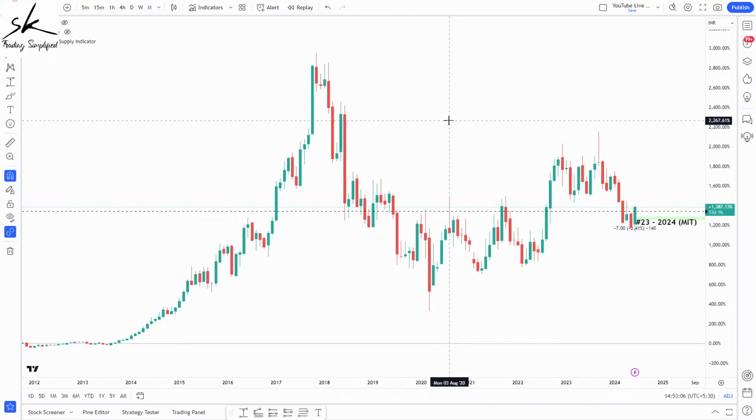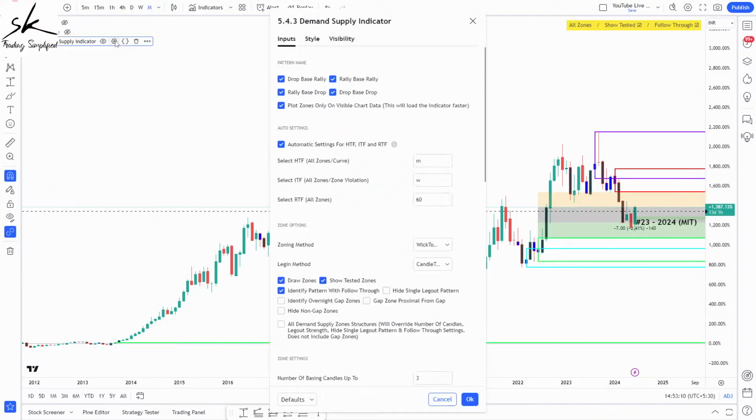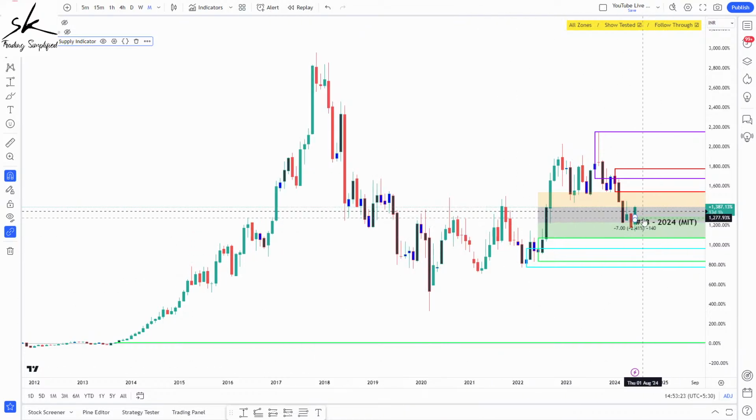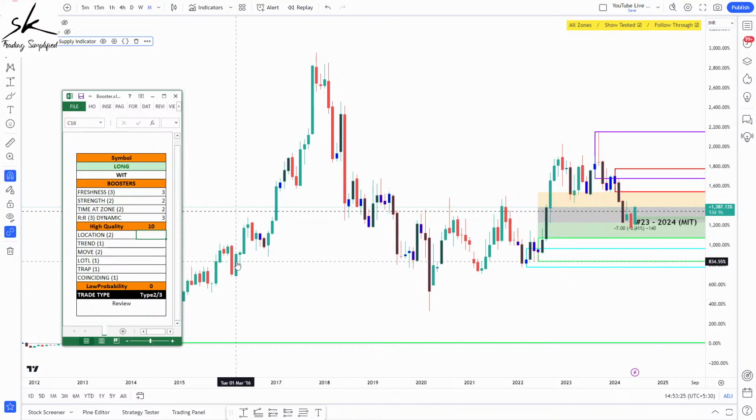Now, if I go to the monthly time frame, the indicator will automatically do the curve analysis for me. The reason is that I've already said my higher time frame is monthly. Whenever I go to monthly, since my automatic setting is check marked, it will do the curve analysis by using all the zones.